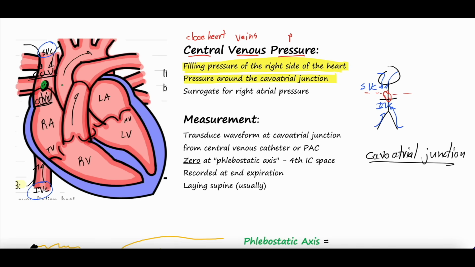So what you essentially do is you have to have an invasive line that sits right at this cavo-atrial junction, where you can transduce a pressure. And that pressure is then a surrogate for your right atrial pressure, because this is your right atrium right here.